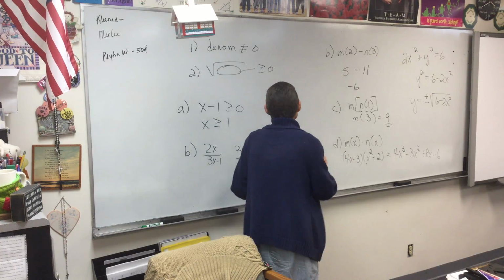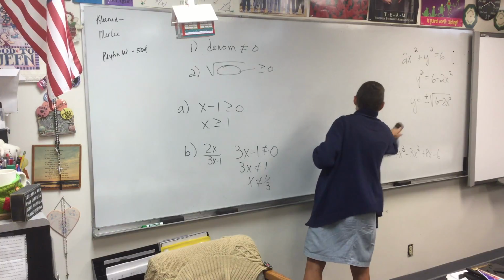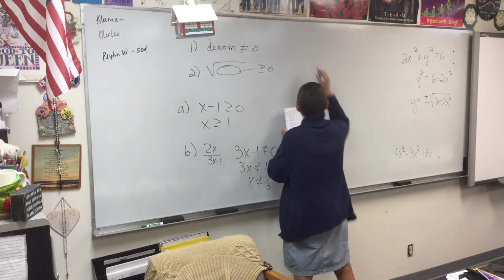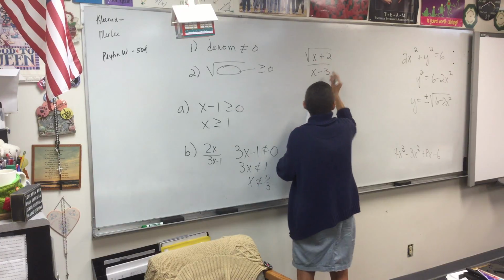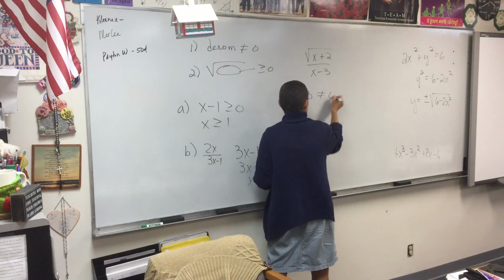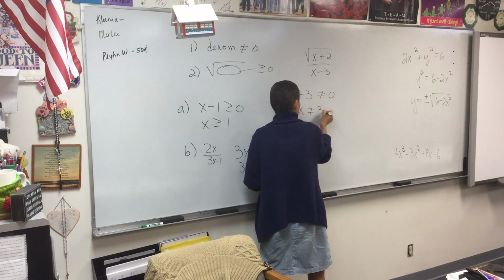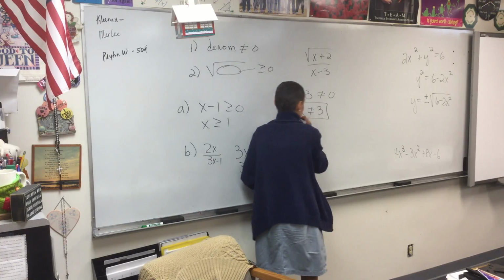All right, D is a harder one because it has both a radical and a fraction. So what do I know about the denominator? Cannot equal 0, so x cannot equal 3. That's part of my answer.